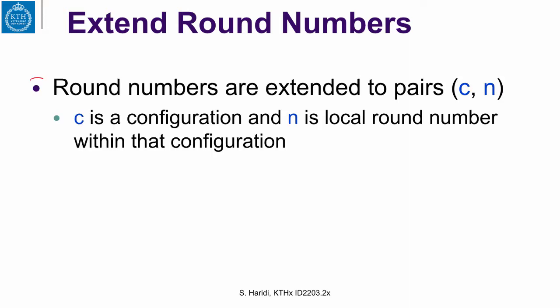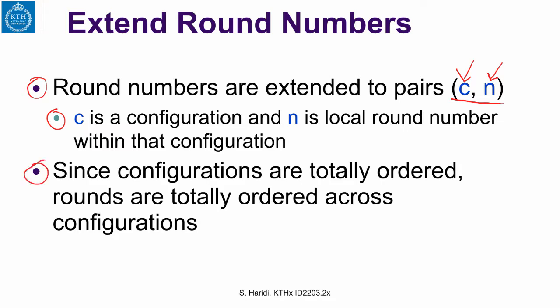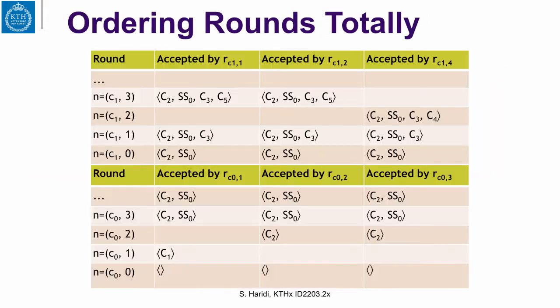So the round numbers can be extended to be a pair: an increasing configuration number and a local round number. So C, again, is a configuration number, and the other is a local round number within that configuration. And since configurations are totally ordered, rounds are also totally ordered across configurations. So this is an interesting observation. But let us see this here.